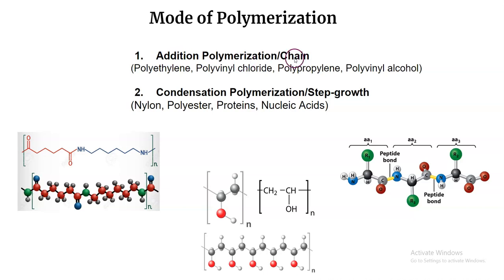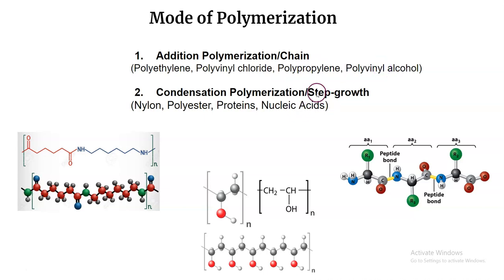This is also called chain polymerization because you are continuously increasing the chain. Or you could have condensation polymerization, which is also called step growth. There's one step growth at a time. You can see examples of addition polymers in something like polyethylene, plastics, polyvinyl chloride, something like pipes, polypropylene, polyvinyl alcohol. These are all examples of addition polymers.